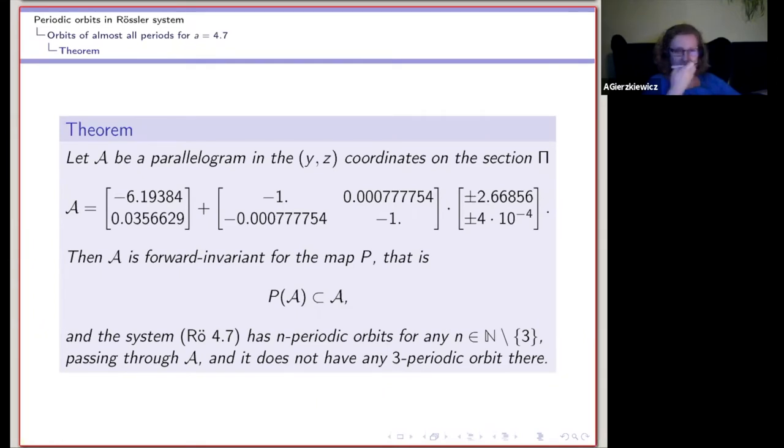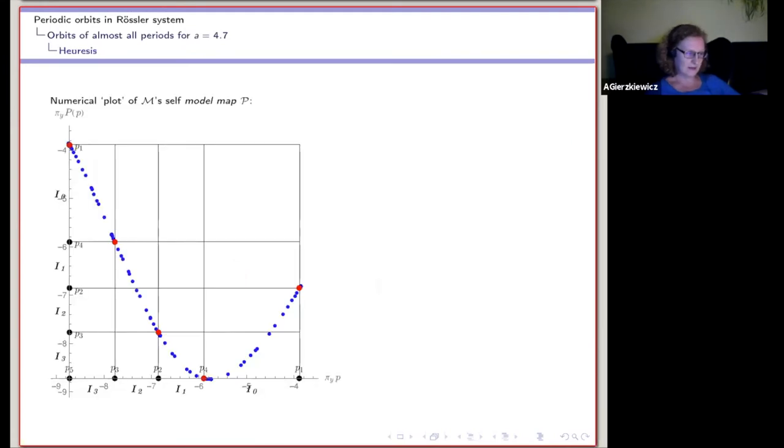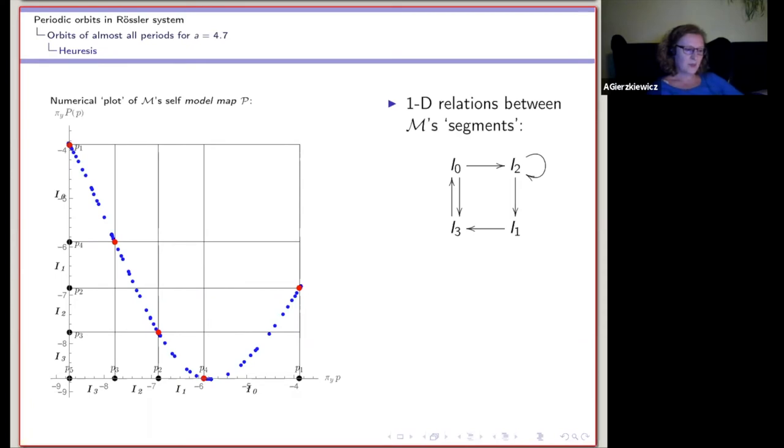We had to prove that it's forward invariant, but it can be done quite easily by interval arithmetic. We just divide it in small pieces and check whether all the images go into the set A, and if we have our field, it is depicted here. Then we do a similar thing as previously. So we plot numerically the expected plot of the model map, and we study one-dimensional covering relations between them.